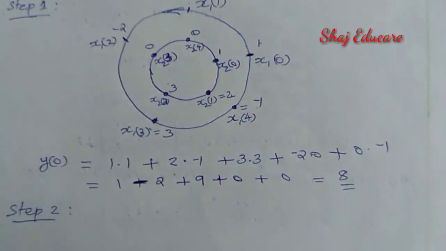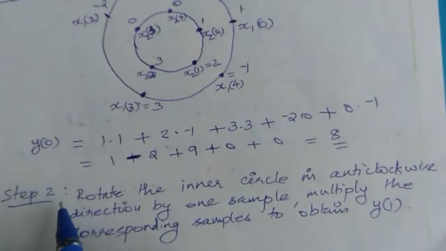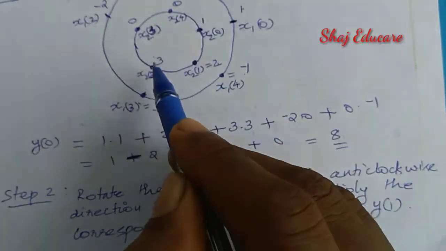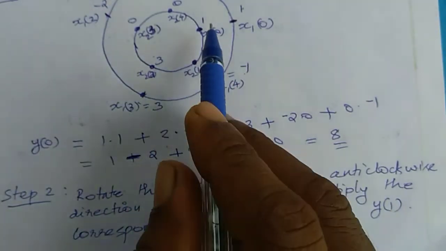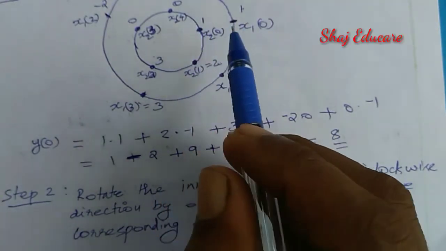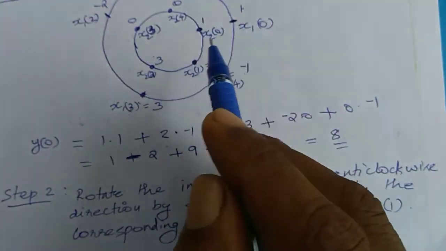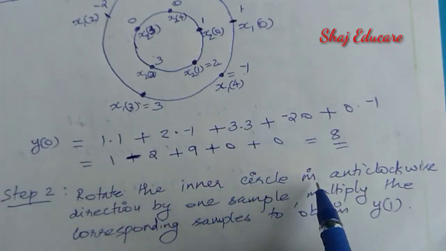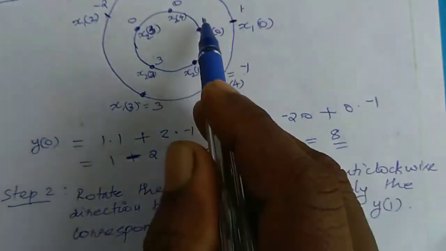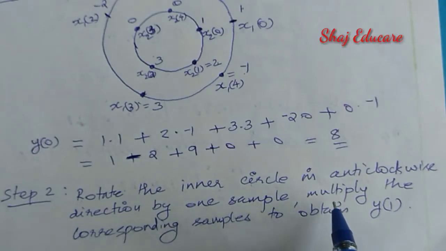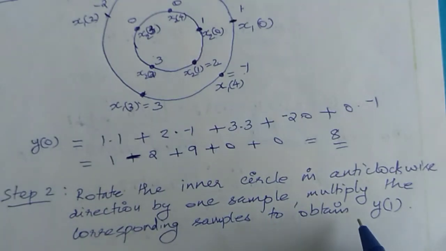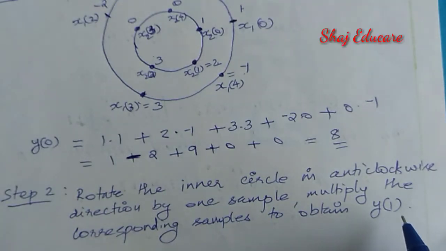In step 2, what we have to do is rotate the inner circle in anti-clockwise direction by one sample and do the same procedure. Multiply between the corresponding samples along the line. Means rotate the inner circle in anti-clockwise direction. Only rotate the inside circle. In anti-clockwise direction by one sample, multiply the corresponding samples, as in the earlier case, to obtain the next value y of 1.